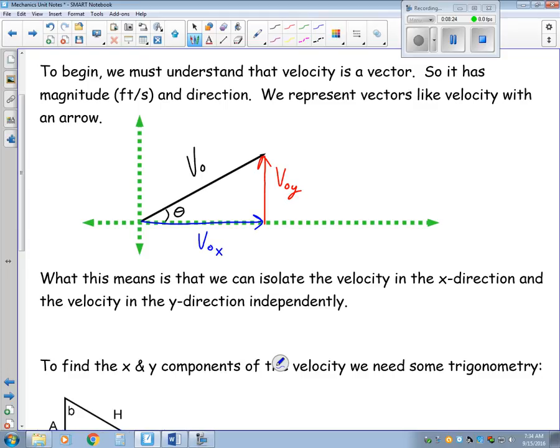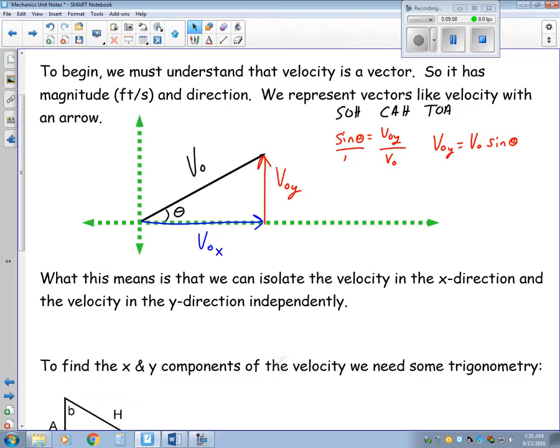Now I can use a little bit of geometry, which is SOHCAHTOA. Sine is opposite over hypotenuse, cosine is adjacent over hypotenuse, tangent is opposite over adjacent. So what this tells me here then is that sine of my angle equals opposite over hypotenuse. So opposite in this case is v naught y. Hypotenuse is v naught. I can stick this under 1, and I can cross multiply to find out that the v naught y equals v naught times sine of my angle.